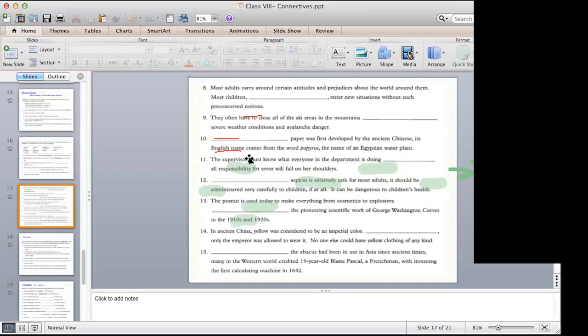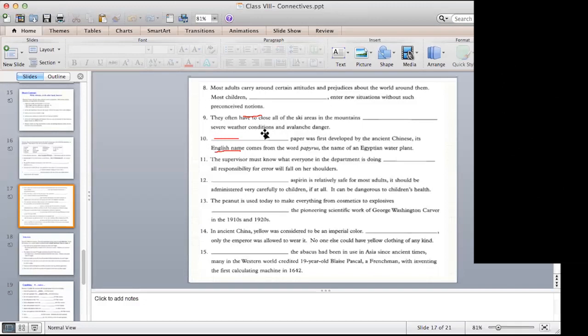They often have to close all of the ski areas in the mountains, severe weather conditions and avalanche danger. Danger, conditions, just nouns, because you have a noun, we're going to use because of, or due to. Great, due to or because of. Next one.